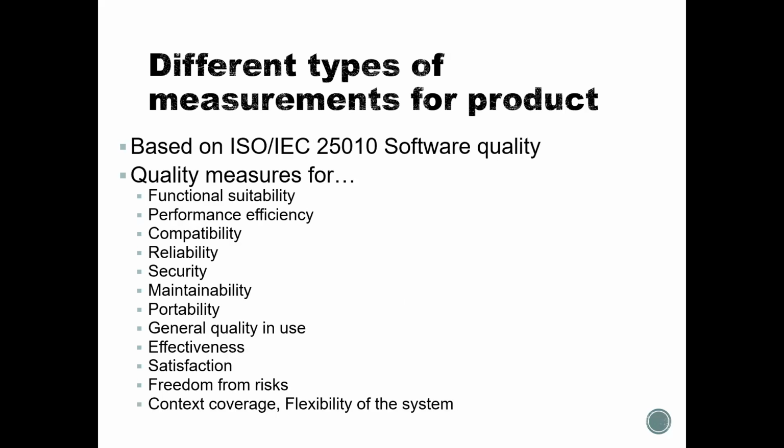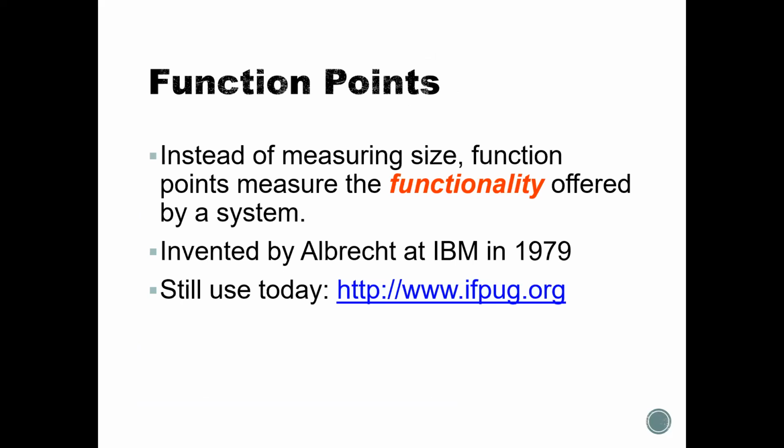And similarly for the product, we have ISO IEC 25010, which measures the whole product on the basis of these 8 characteristics. We have seen these 8 characteristics in our second quality class. So you can go back to that slide and check what functionality, compatibility, reliability, security, and these different factors mean, and how they impact the overall software quality.